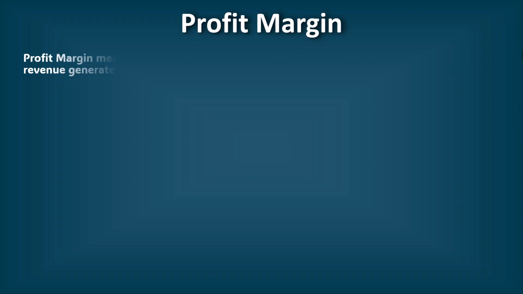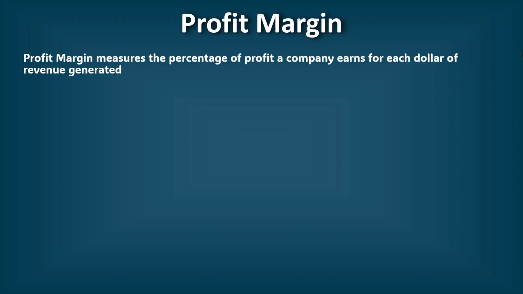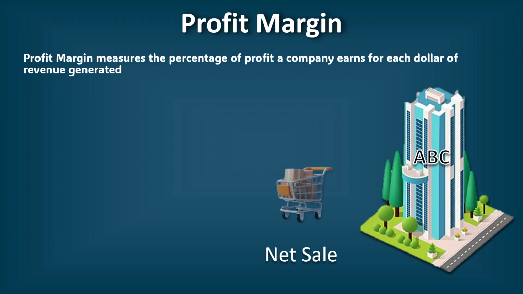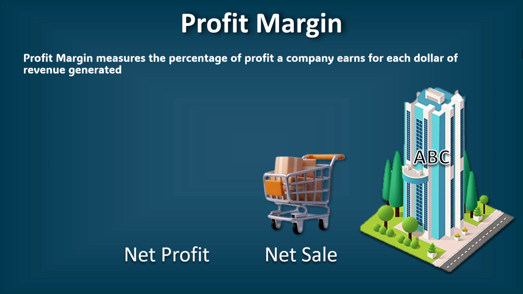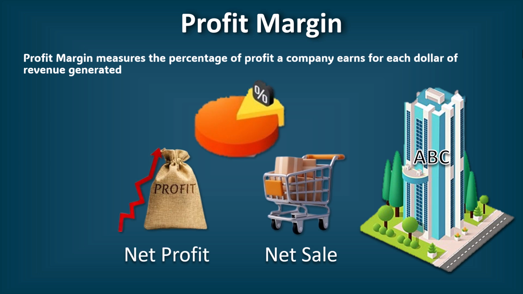Profit margin measures the percentage of profit a company earns for each dollar of revenue generated. For example, when a company makes sales, we compare its net profit to its net sales to see how much the company earned per dollar of sales.